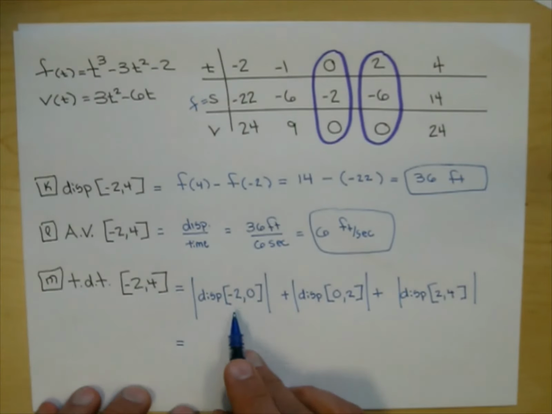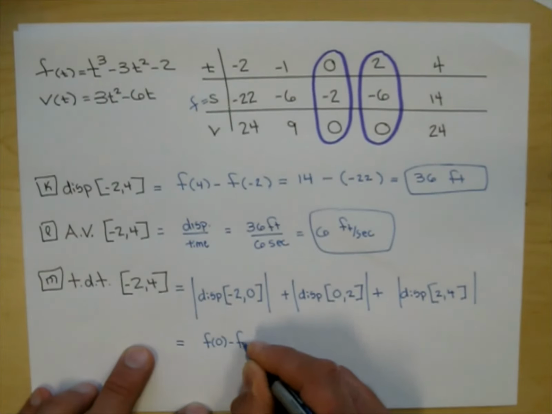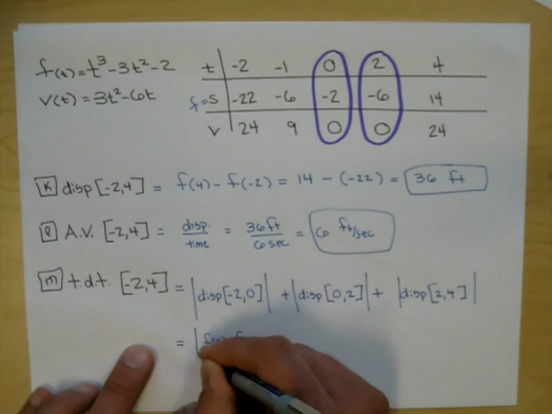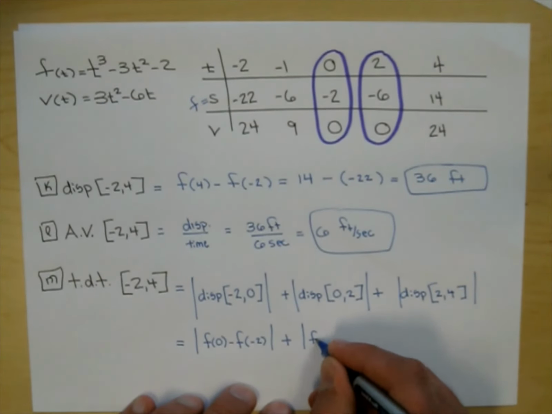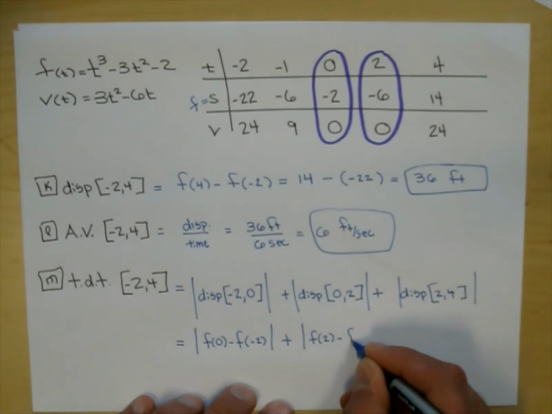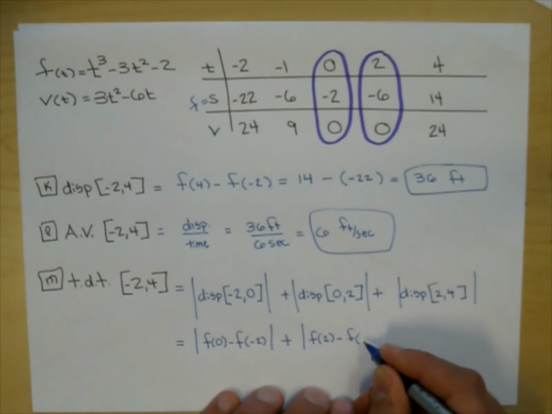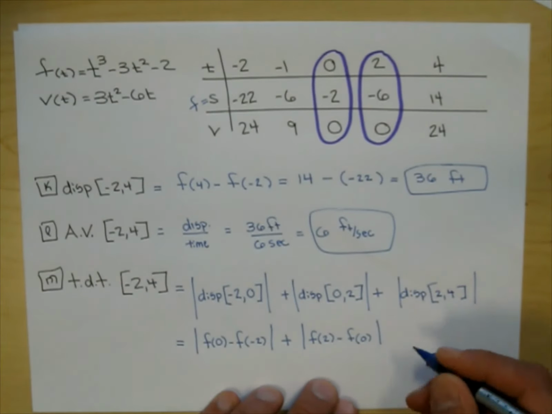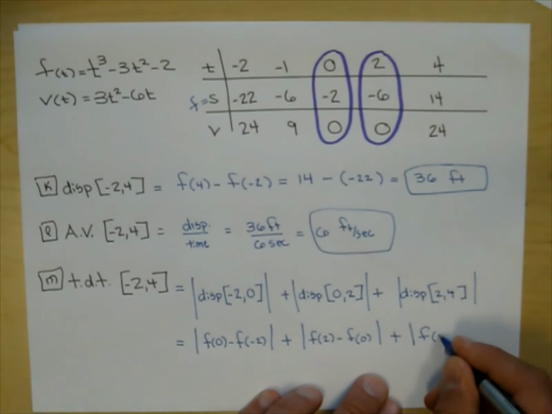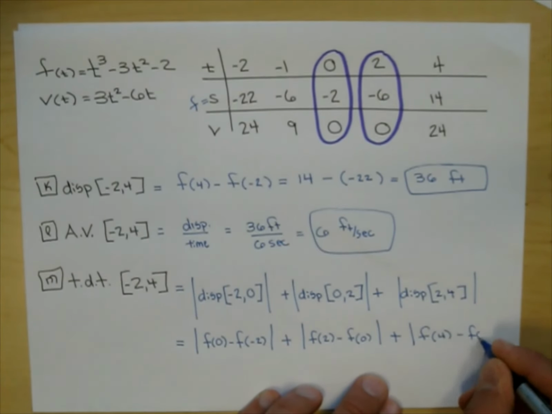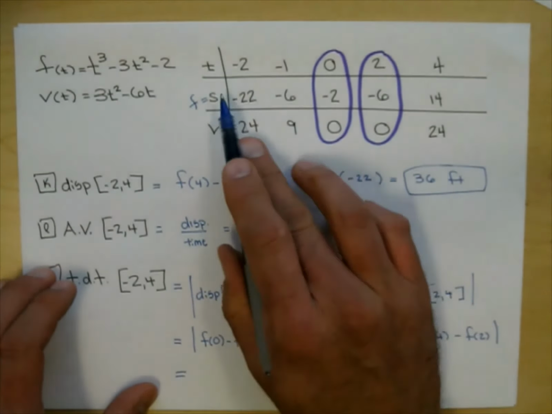Okay, displacement from -2 to 0, so I'm going to go f of 0 minus f of -2, absolute value, plus this one's going to be f of 2 minus f of 0. Okay. Just got a little confused, but I think just looking at things differently. And then this one is f of 4 minus f of 2. And good thing we have that chart up there, because we can find things really quickly.